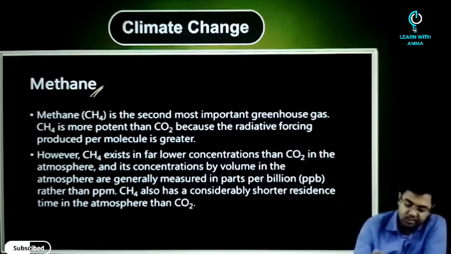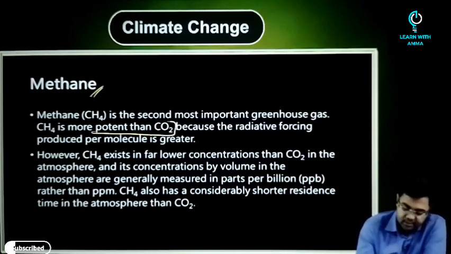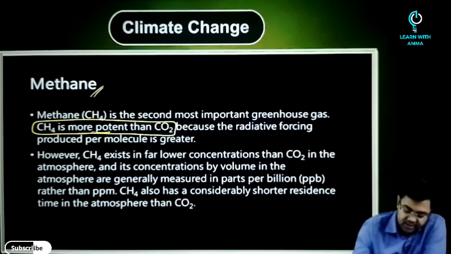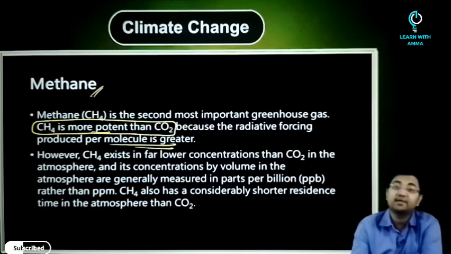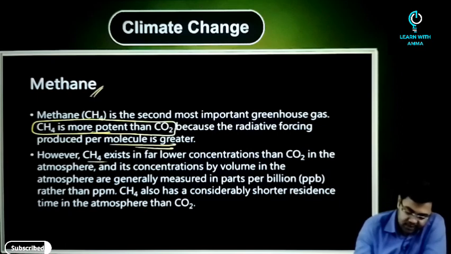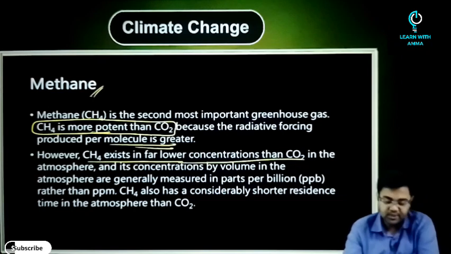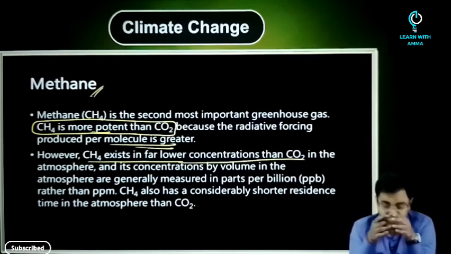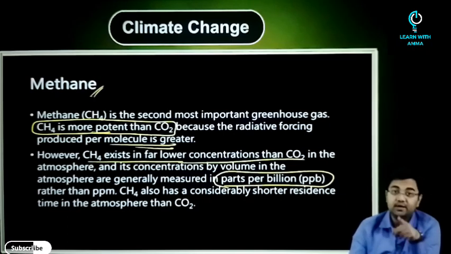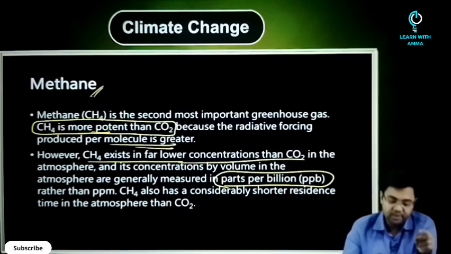So methane is the second most important greenhouse gas, and it is more potent than carbon dioxide. Please remember that it is more potent than carbon dioxide because the radiative forcing produced per molecule is greater. But at the same time, you have to note that it exists in far lower concentration than carbon dioxide in the atmosphere, and its concentration by volume in the atmosphere is generally measured in parts per billion. In case of carbon dioxide, we were measuring in parts per million. Here we are measuring in parts per billion.